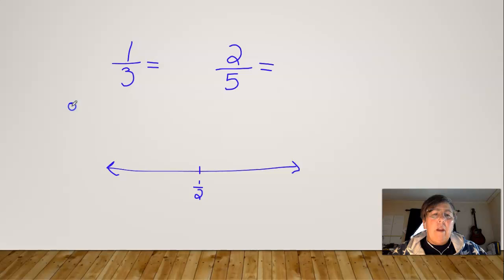So let's see, it would be 3, 6, 9, 3 times 4 is 12, 3 times 5 is 15, 3 times 6 is 18. I could go on, dot, dot, dot. Let's do my 5s. 5 times 1 is 5, 5 times 2 is 10, 5 times 3 is 15. There it is, 15. That must be my common denominator. Okay, let's see. 15.